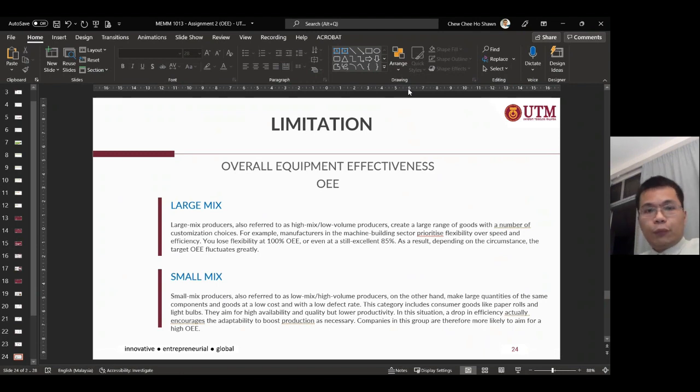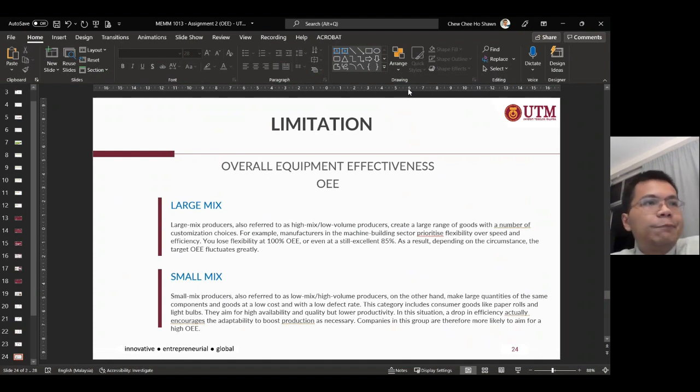So we take a look at the large mix. The large mix manufacturer is also known as high mix or low volume. They produce a wide variety of products, complete with customization options, for instance in the machine building industry. They put a premium on flexibility over speed and efficiency. So at 100% OEE, or even at a still excellent 85%, you lose the flexibility. As a result, the target OEE varies widely based on the situation.